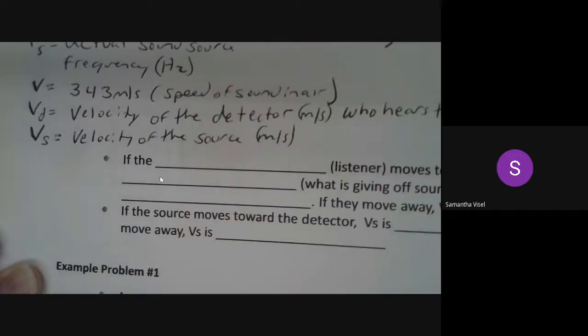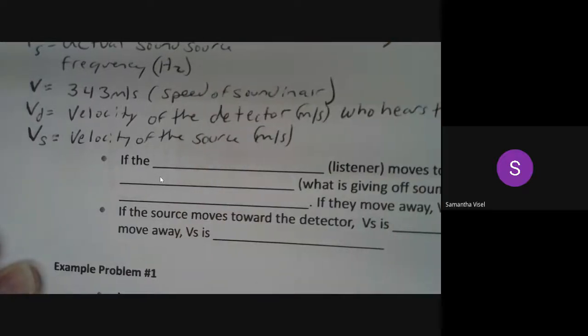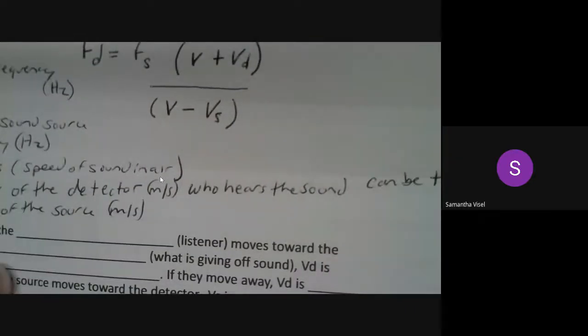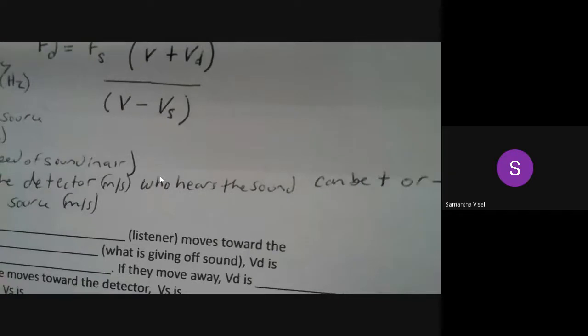V subscript S is the velocity of the source, and that is also in meters per second. If you're starting to run out of room, you do have all this white space up here. We could throw this in if you wanted to. But the source is what makes the sound.